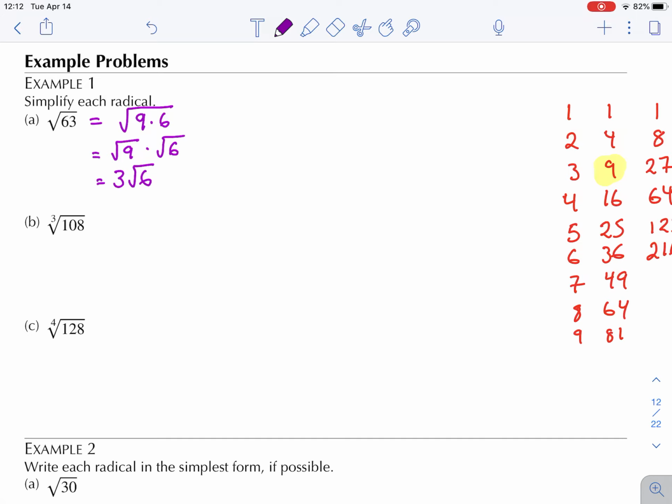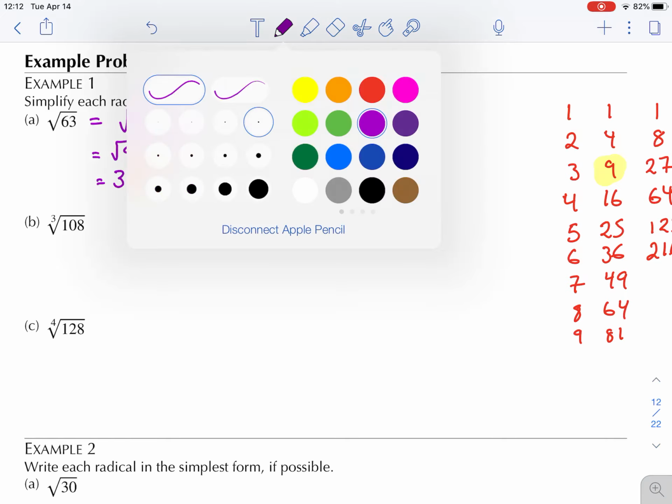Now I can check that it was the biggest perfect square by trying to take this 7 and see if I can divide that by any perfect square. In other words, can I do this process again with 7? But when I look at my list of perfect squares over to the right, there is no perfect square that I can divide 7 by. So it is in simplest form.